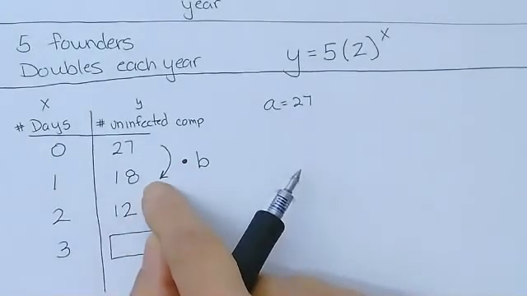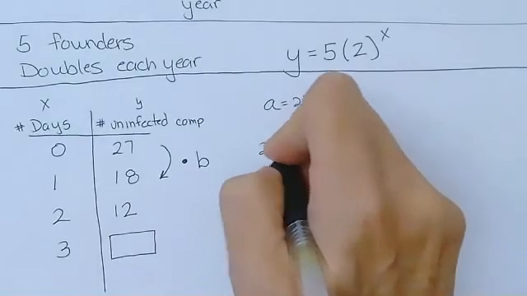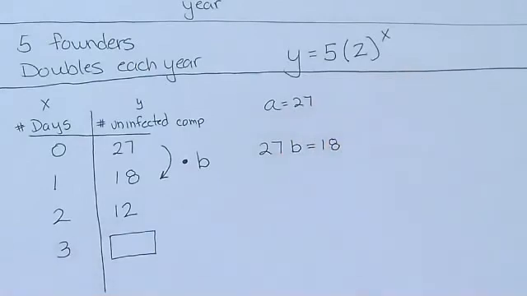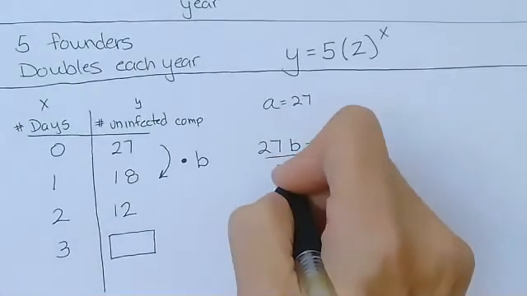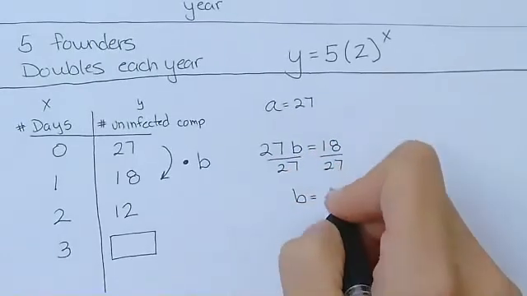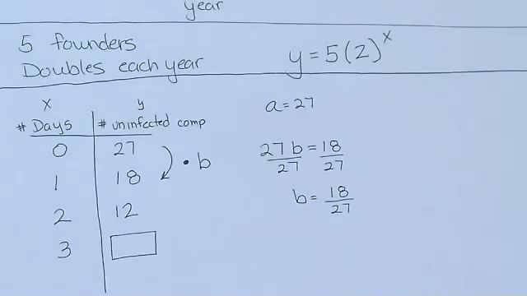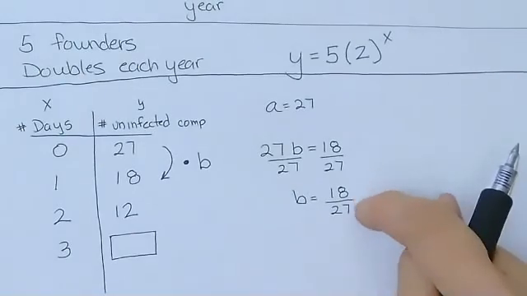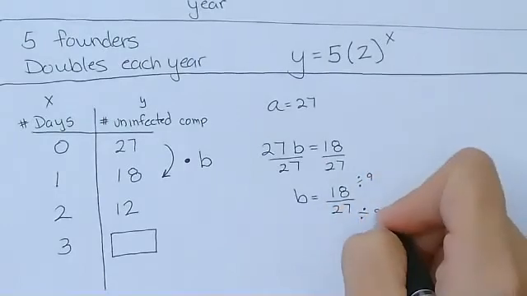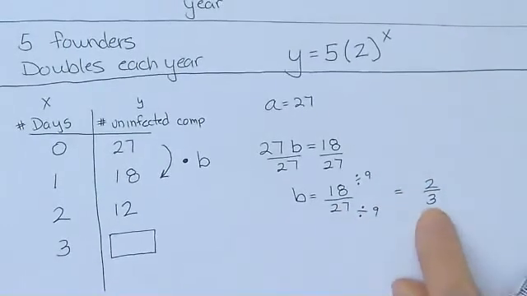Okay, B is what do you multiply 27 by to get 18? So 27 times B has to equal 18. So to solve for B, we need to divide by 27. So B is going to be 18 divided by 27. That is a fraction. You can divide both of these by 9, because 18 divides by 9, 27 divides by 9, which will give me a fraction of 2/3. So 2/3 is the value of B.